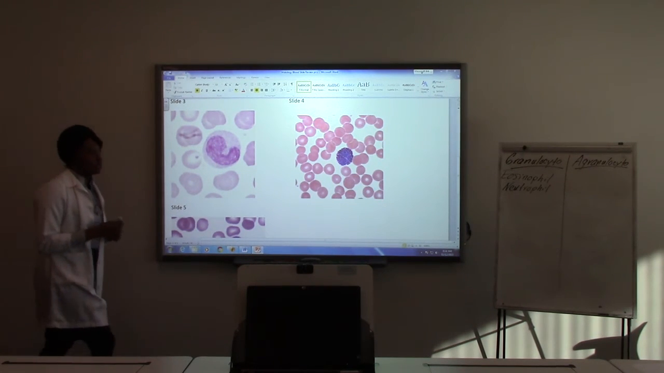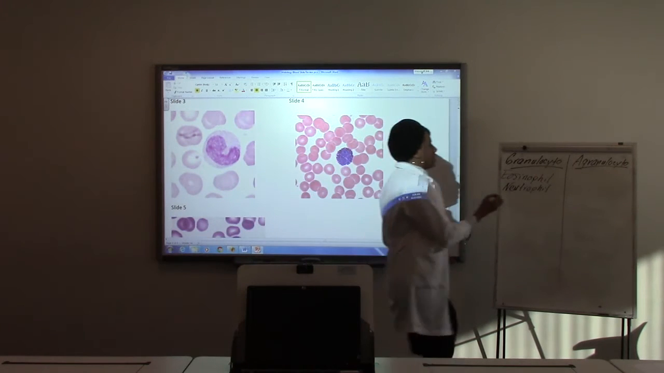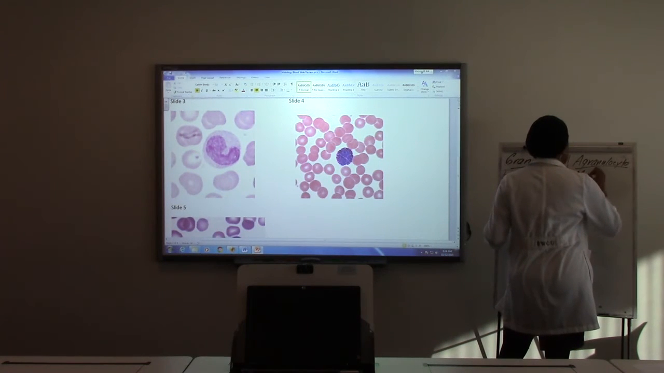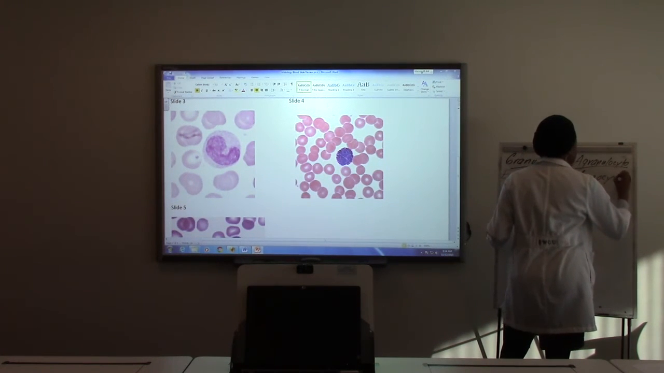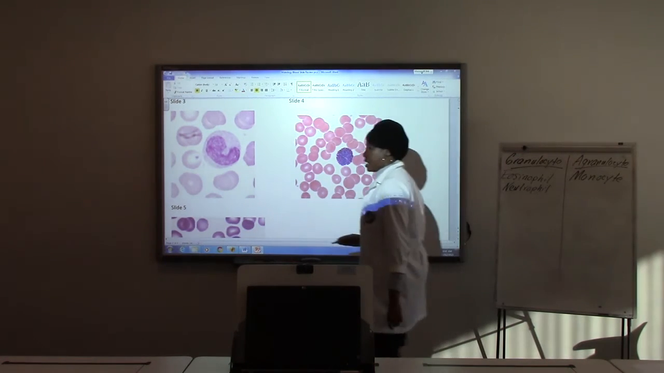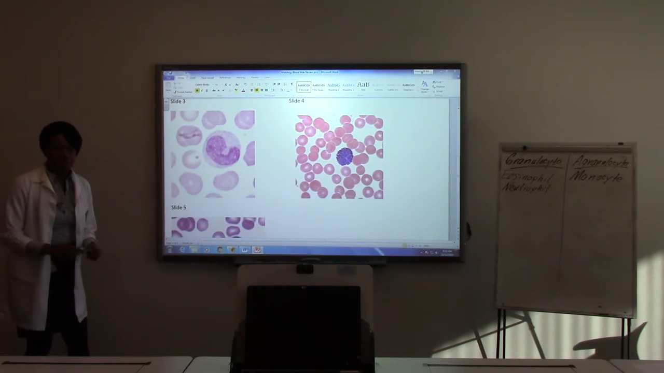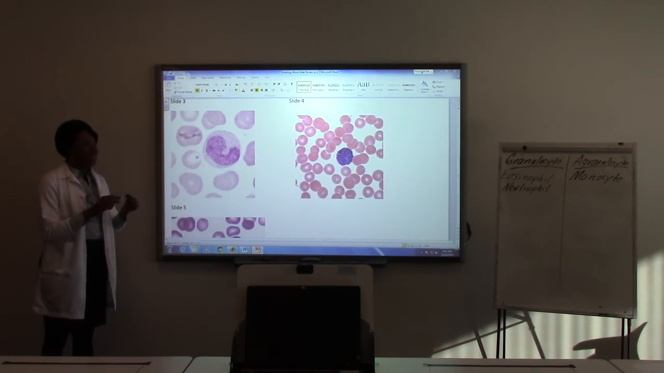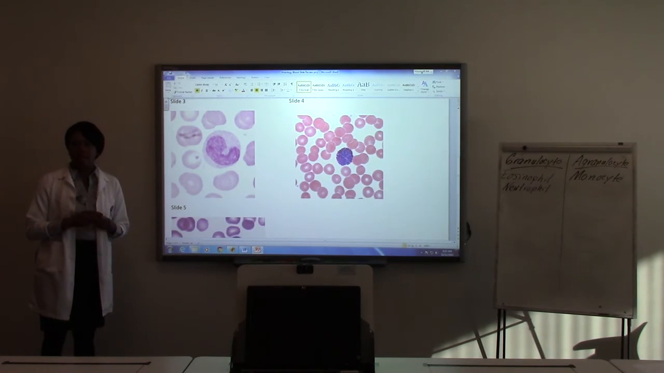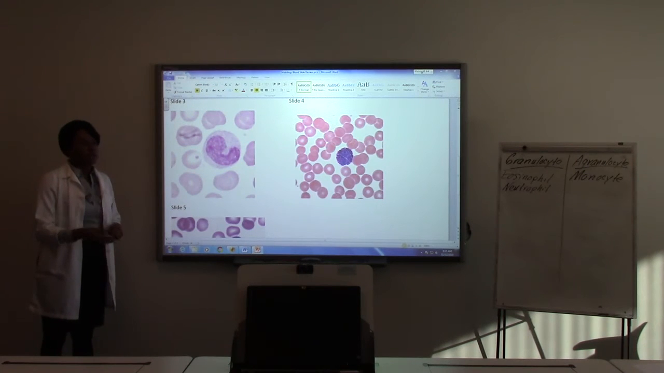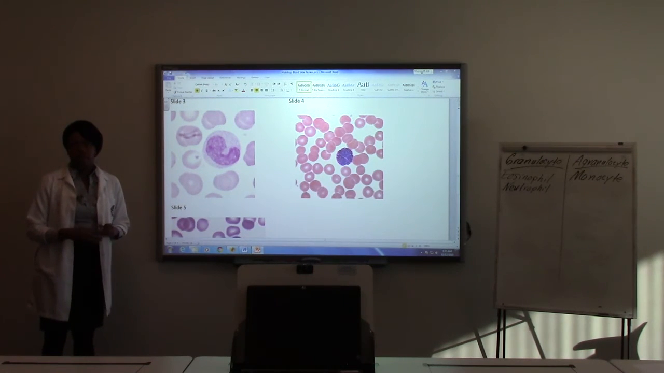Monocyte. Very good, this is a monocyte. And monocytes fall under the category of an agranulocyte. You remember your histology. That's good. Okay, so monocytes turn into something else. When they get to the tissues, what do they turn into?